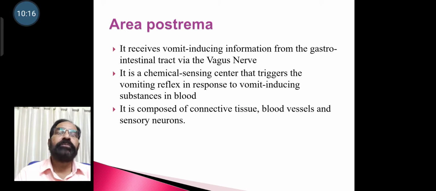Then there is one area posterior, that is, in the back of the medulla. The area postrema receives vomit inducing information from the gastrointestinal tract via the vagus nerve. It is a chemical sensing center that triggers the vomiting reflex in response to vomit inducing substances in the blood. The area postrema is composed of connective tissue, blood vessels and sensory neurons.